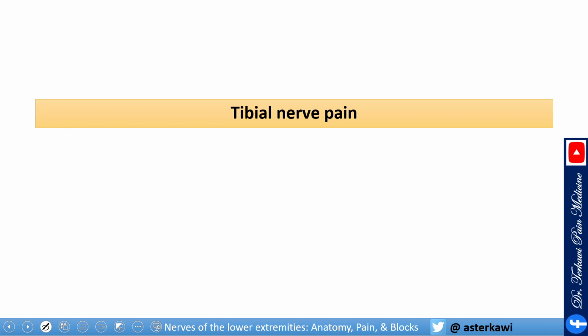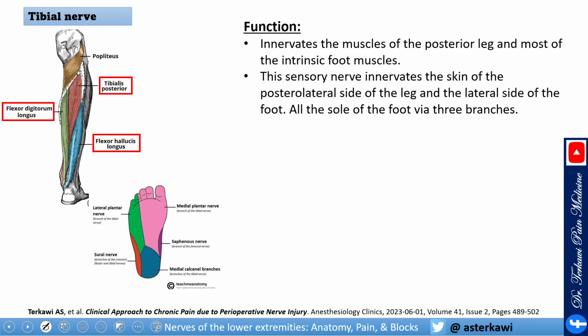So how does tibial nerve pain present? The tibial nerve, again, innervates the muscles of the posterior leg, and the three important muscles here are the tibialis posterior, the flexor digitorum longus, and the flexor hallucis longus.